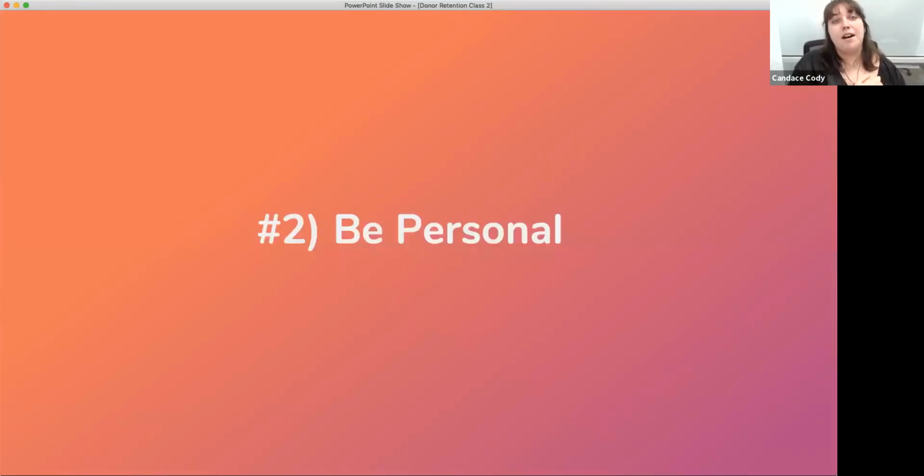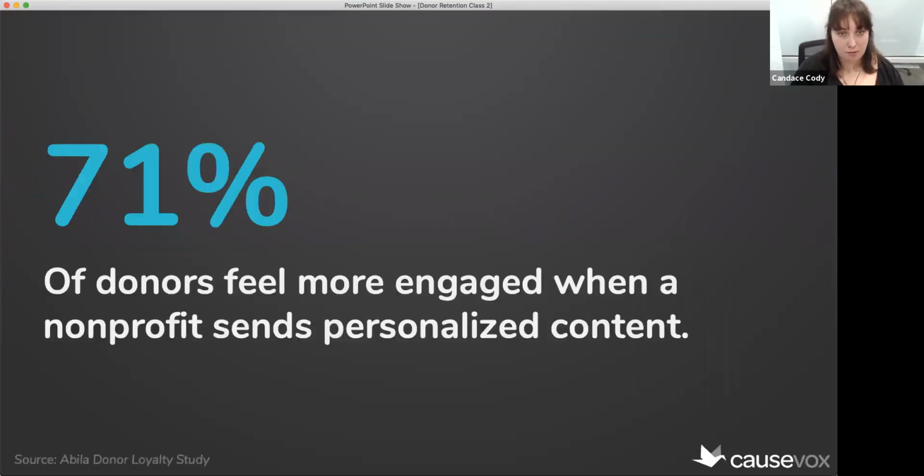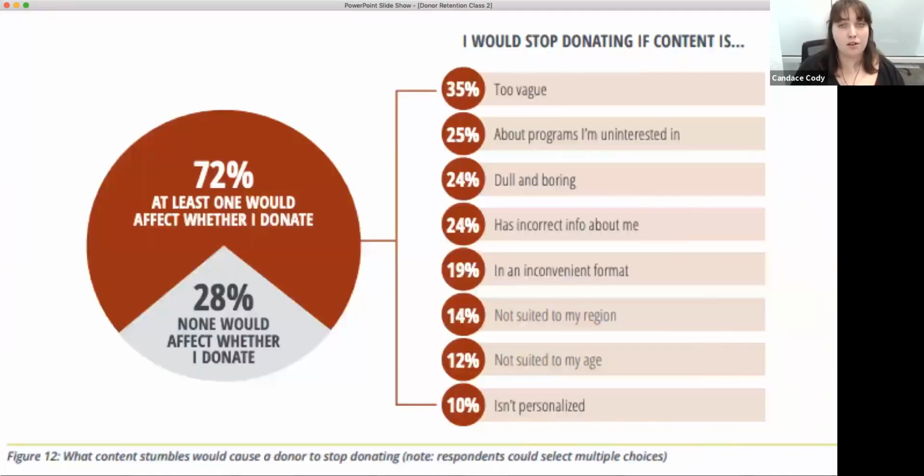Number 2 is be personal. This is a little bit more of a less tangible way, but we'll go into why this is really important. So 71% of donors feel more engaged when a nonprofit sends personalized content to them. And there's a lot here.